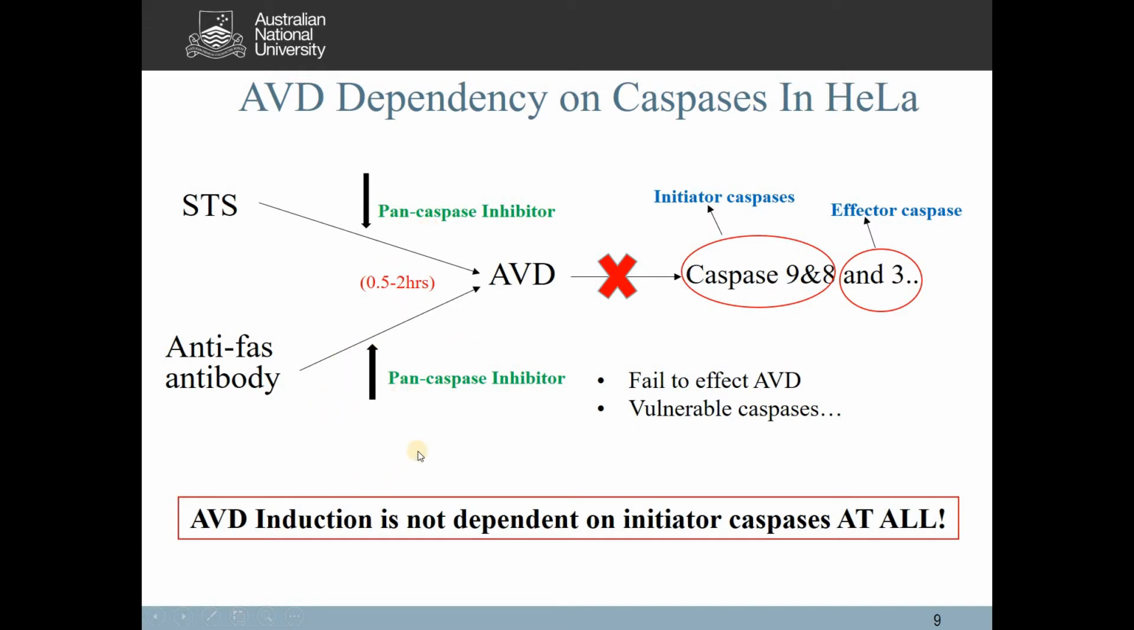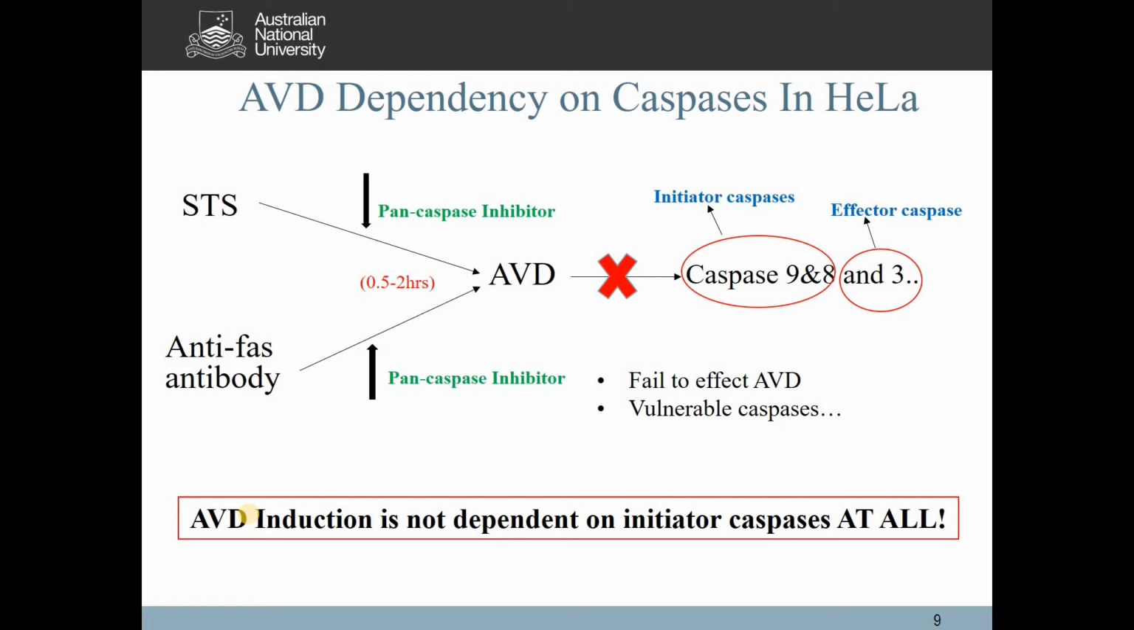So we will no longer form any caspase 3, not caspase 8, not caspase 9. Even in the presence of this, AVD was still occurring, but caspase 9 and 8 were no longer prevalent, and neither was caspase 3. So these two initiator caspases and the effector caspase, caspase 3, did not give rise, which is very interesting. It means AVD must not be dependent on the caspases whatsoever. AVD induction is not even dependent on the initiator caspases at all, okay? Which is very interesting.